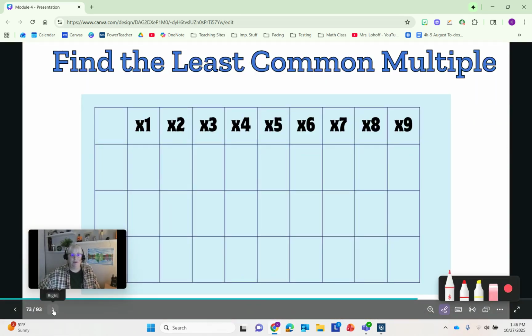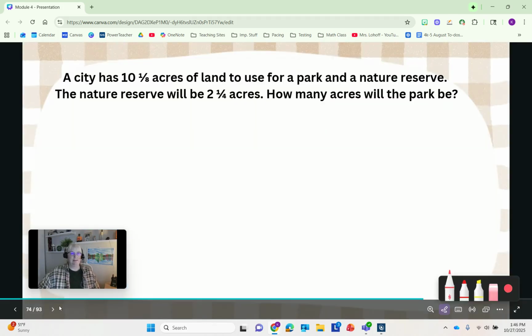This one, oh, we didn't need my least common multiple worksheet. They were the same. Thank you though, random appearance of a least common multiple worksheet.